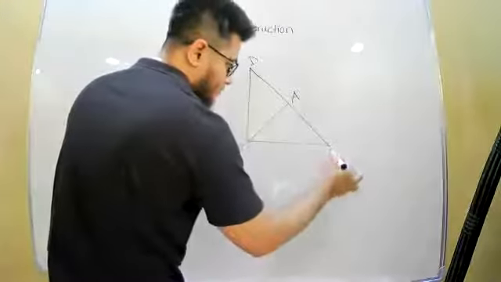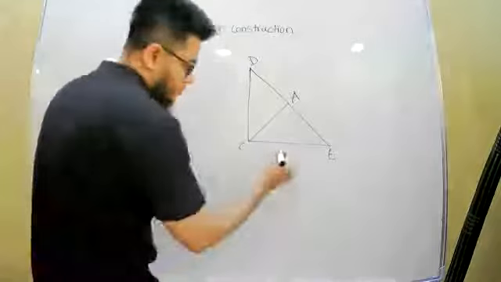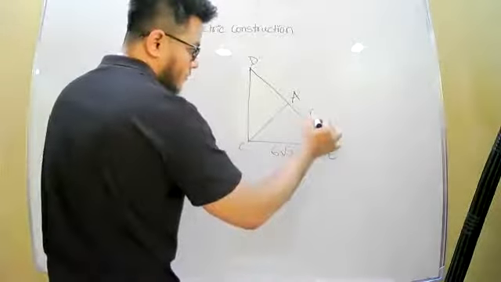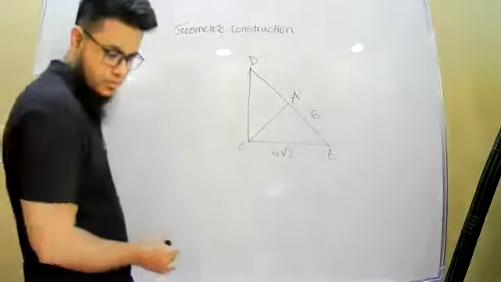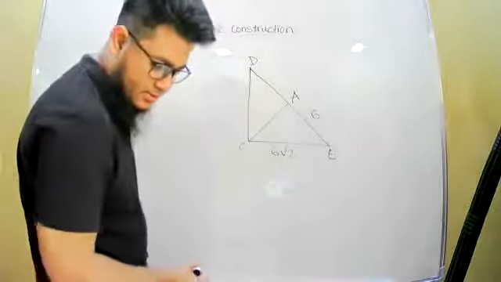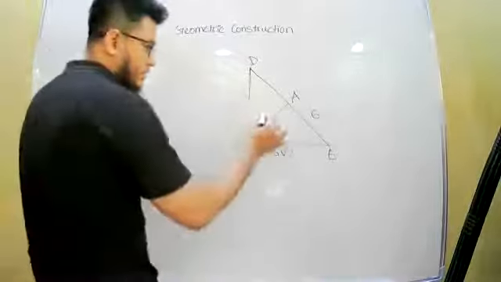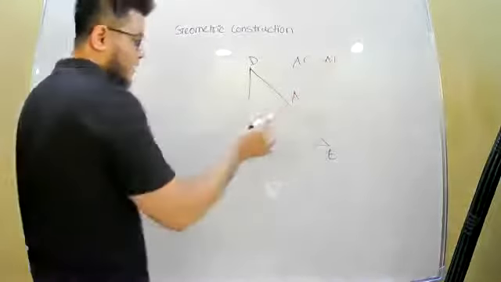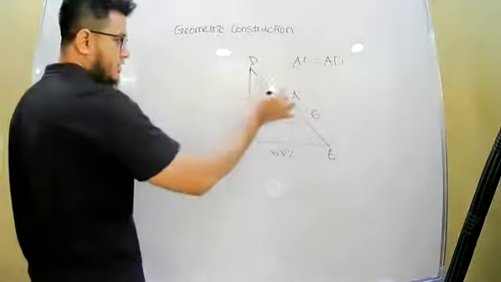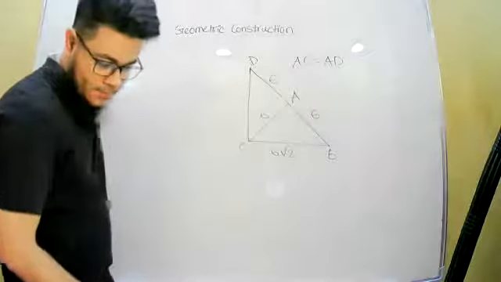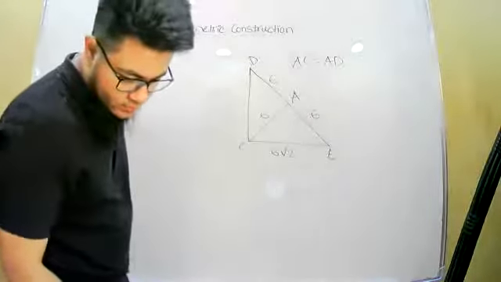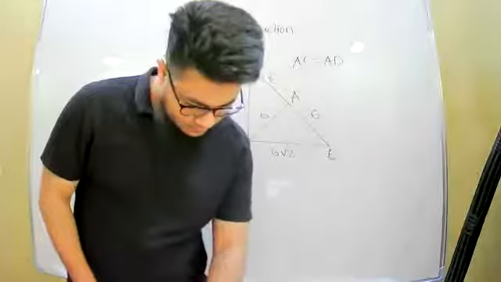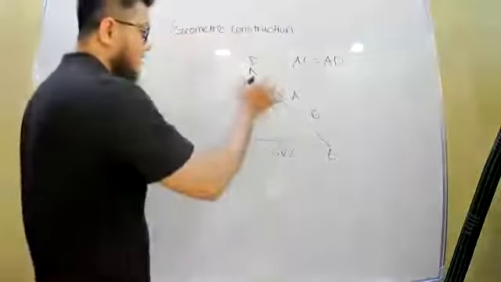This is E, no? 6 root 2. This is the AE, no? Okay. Then AC is also 6, and they have said AC equal to AD. So if AC is 6, then AD is also 6, because AC equals AD. So now we have to find the angle ADC. This angle we have to find out.